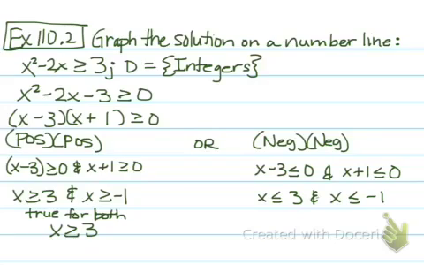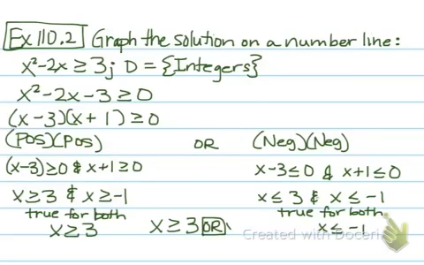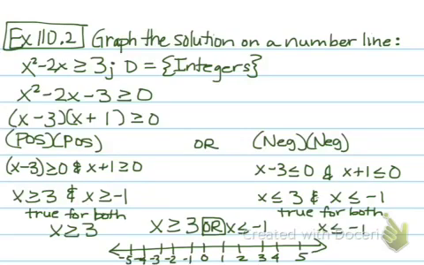And then over on the right side, if it's less than or equal to 3, it's not necessarily less than or equal to negative 1, but if it's less than or equal to negative 1, it's definitely less than or equal to 3. So x is less than or equal to negative 1 is the solution there. So we'll write our two solutions, and then we'll graph. So now you have to be careful. Go back up to your domain. The domain is integers. So since the domain is integers, we're only going to be using dots, and we want everything that is greater than or equal to 3 and everything less than or equal to negative 1. So that is your solution.